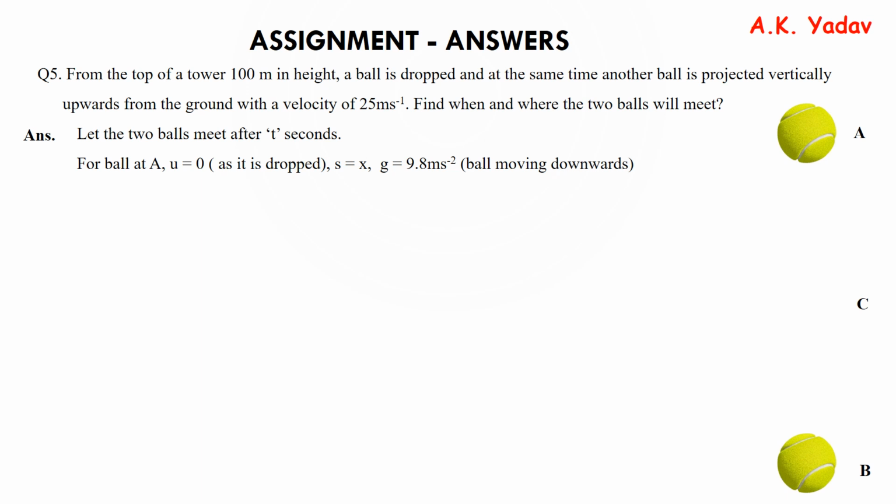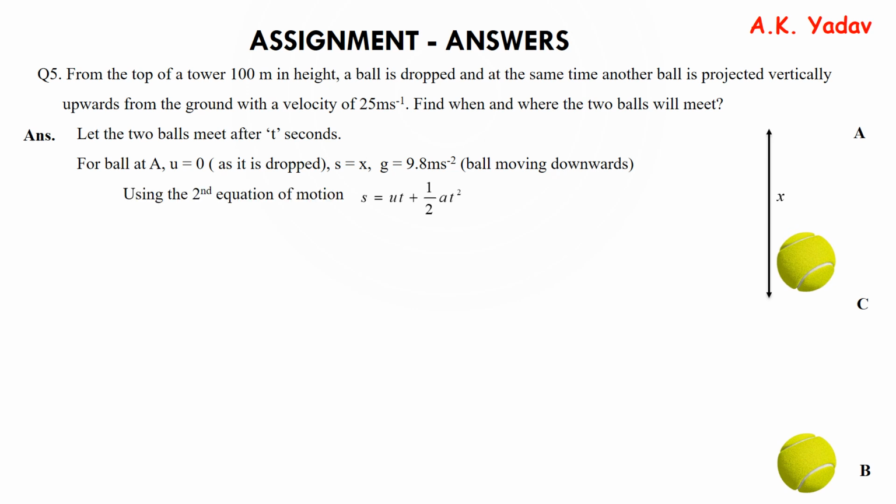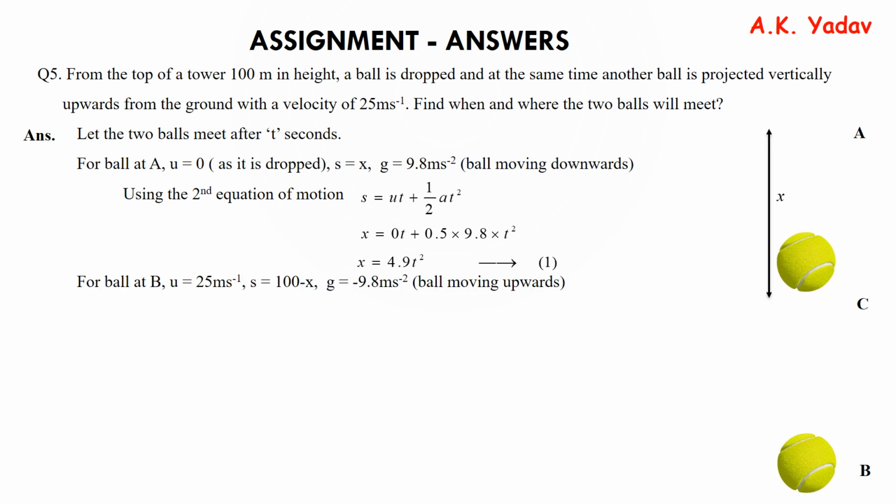So for ball A, u is 0 as it is dropped. Distance we say is x, and g is 9.8 as it is moving downward. So it moved from A to C. We covered the distance x. So let's use the second equation, s is equal to ut plus half at square. So x is equal to 0 into t plus 1 by 2, that is 0.5 into 9.8 into t square. That gives x is equal to 4.9 t square. We name this as equation 1.